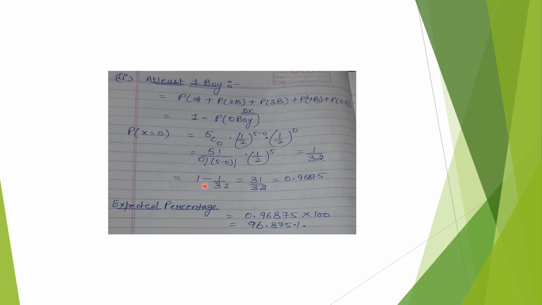Now repeating the same thing again, they are not asking for simple probability, they are asking for percentage. In how much percentage would you expect to have at least one boy? So we have to calculate the expected percentage by multiplying this final probability with 100. So 0.96875 into 100, 96.875%. Out of 100%, 96% of families are those which are having at least one boy.